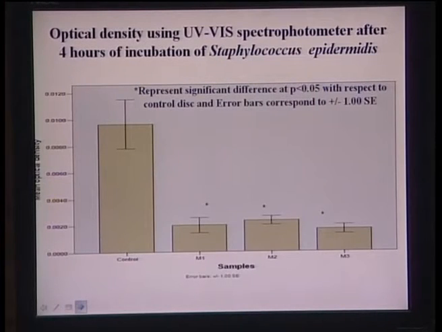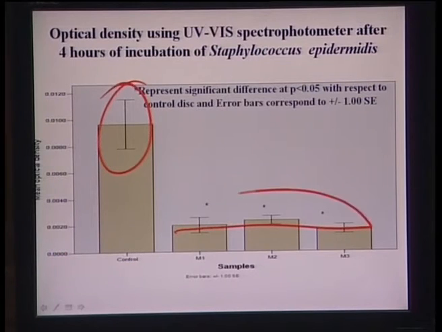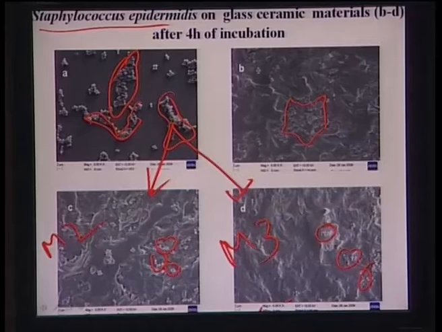The UV visible spectrophotometry values, that is the optical density values, tell you that the control sample has a strong lack of any antimicrobial activity, whereas M1, M2 and M3 have statistically significantly different values compared to the control sample. From these values you can say that M1, M2 and M3 all equally have antimicrobial property.